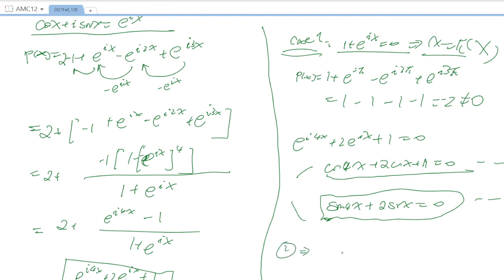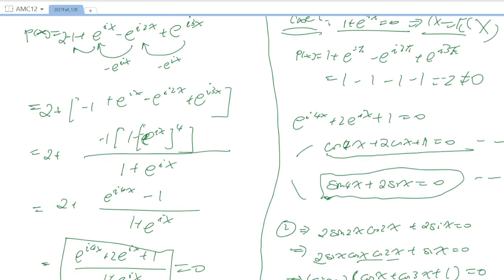The equation 2 tells us it's 2 sine 2x cosine 2x plus 2 sine x equals 0. It tells us it's 2 sine x times (2 cosine x cosine 2x plus 1) equals 0. It also lets us know it's sine x and 2 cosine. Let's use trigonometry: cosine x plus cosine 3x plus 1 equals 0.